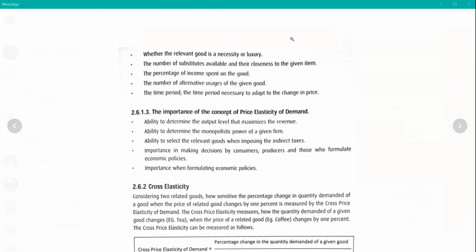Or else, if there are many substitutes for a good, they can switch to other products. If the firm wants to increase the revenue, they should reduce the price in this case. Reduction in price definitely means increasing the revenue.